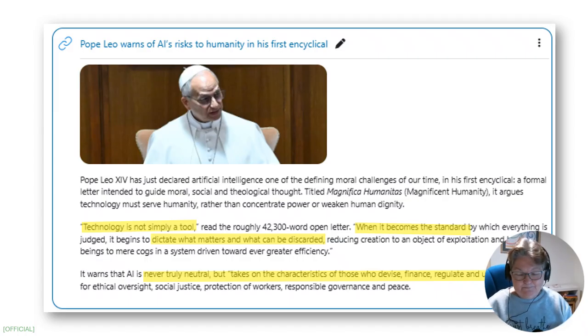Pope Leo wrote an encyclical. It's like a long letter, I guess. He talked about technology and that it's not just a tool. It decides what we can and can't do. It limits our options. So it's part of creating structure and controlling the agenda. It's not neutral. It takes on the characteristics of those who devise it, finance it, and regulate it. So while it appears neutral, it isn't, and it does structure our society to a degree.